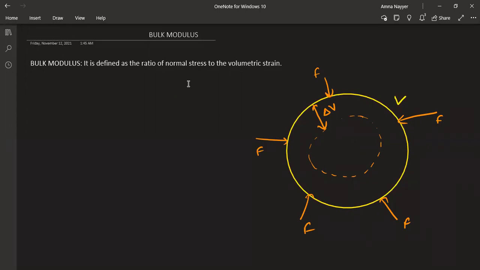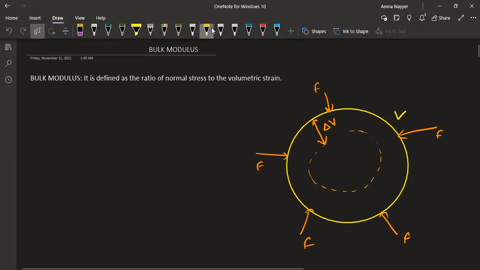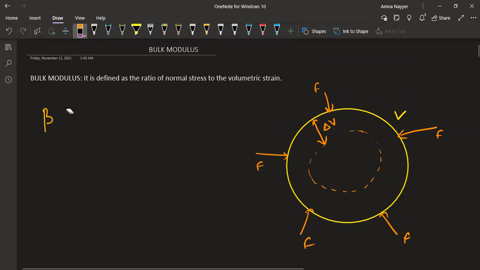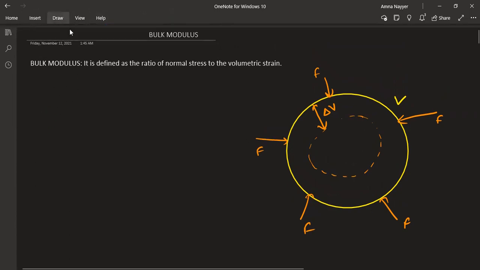Volumetric stress is what? Normal stress only, because the force was applied perpendicular. So volumetric stress and volumetric strain, their ratio will give you bulk modulus. So where will be the change that you will observe? It will be in the volume. So bulk modulus is represented with the help of beta most of the time, or many times it is represented by capital B. So we'll also use capital B only. Or sometimes K, or sometimes eta also, but eta we will use for shear modulus. So B is fine, bulk modulus.